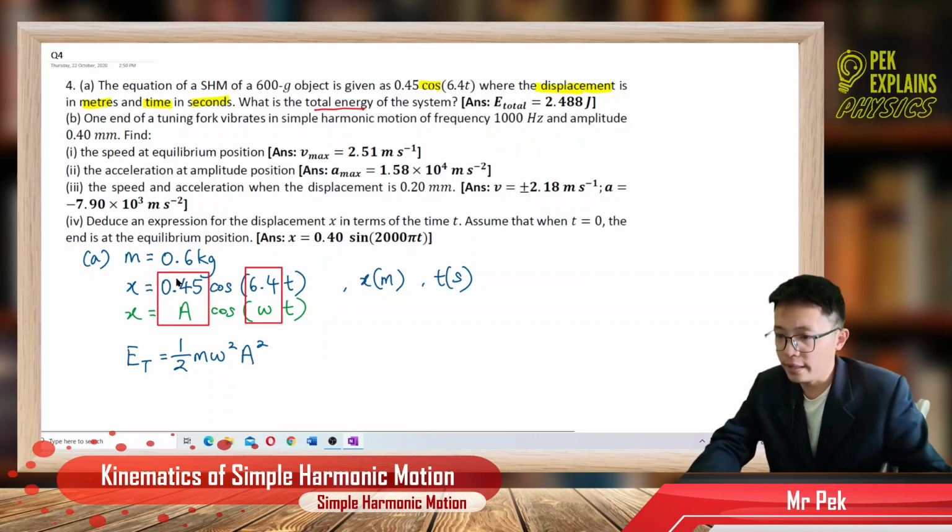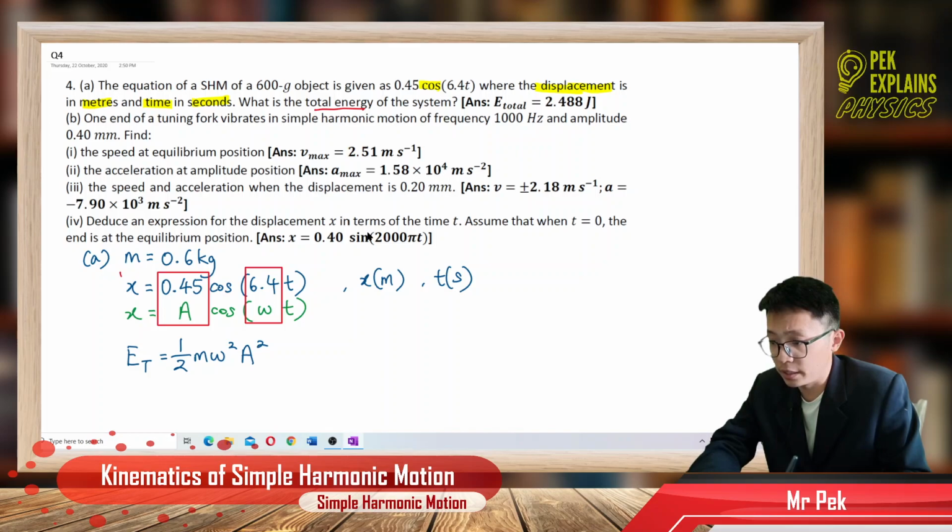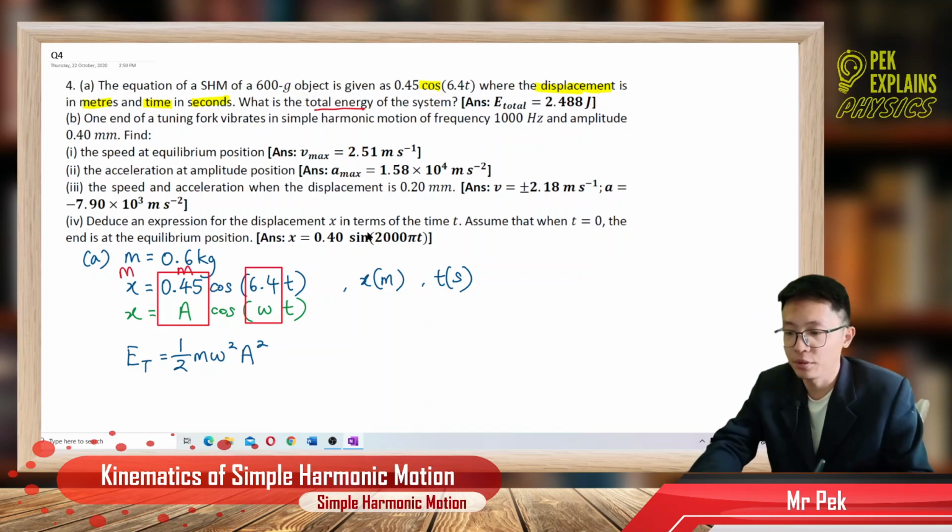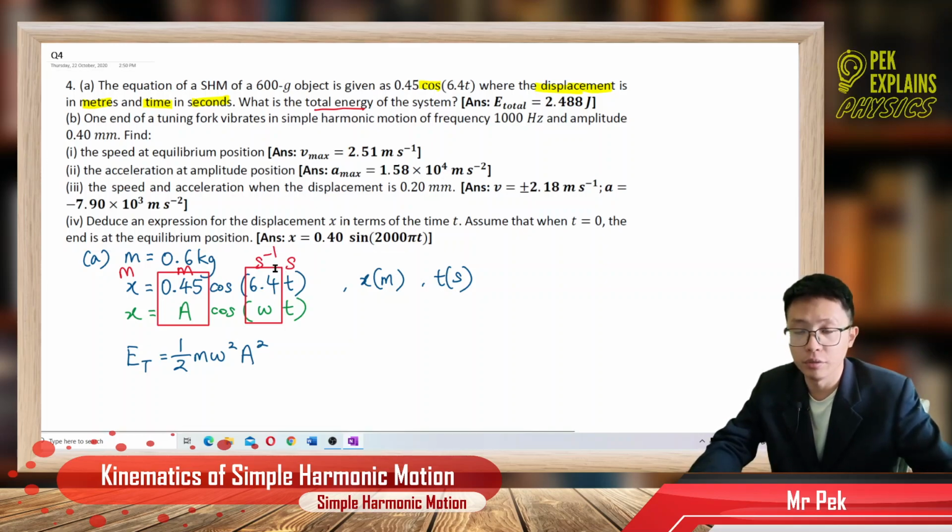Why I say the unit is very important: he says the displacement is in meter, that means the amplitude is also meter, and the time is second, so the omega is per second. You must get the unit correct. If the displacement is in cm, the amplitude is also cm. If the time is in millisecond, then the omega is per millisecond. So be careful.